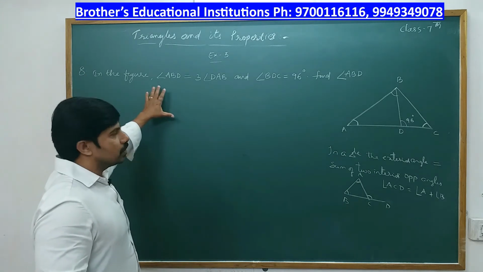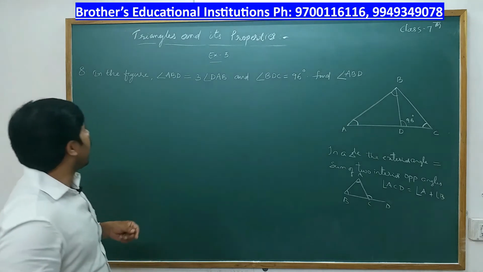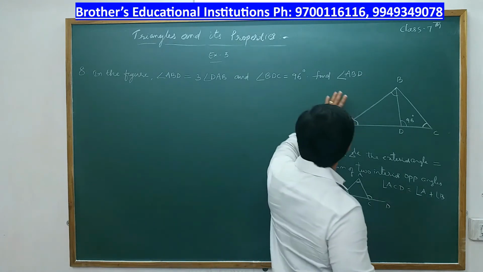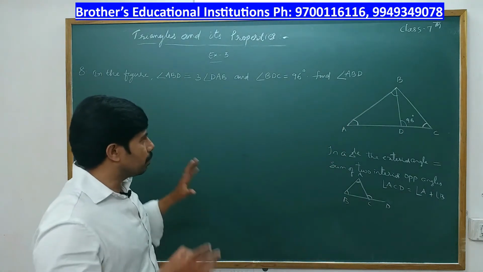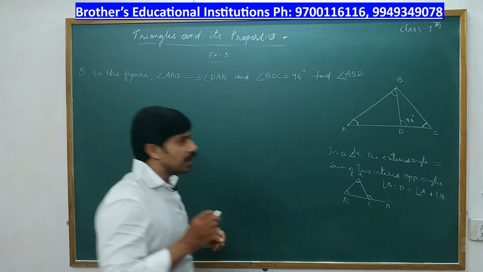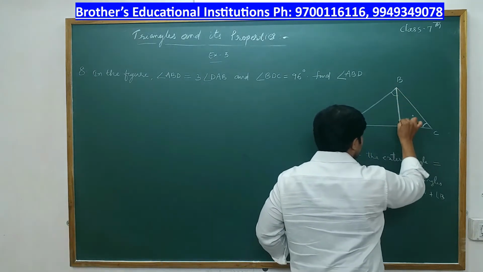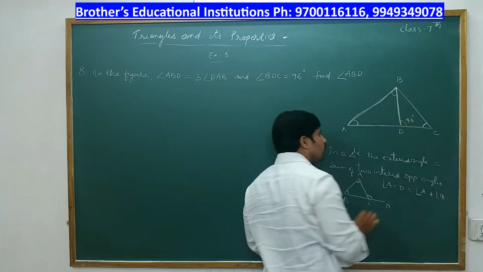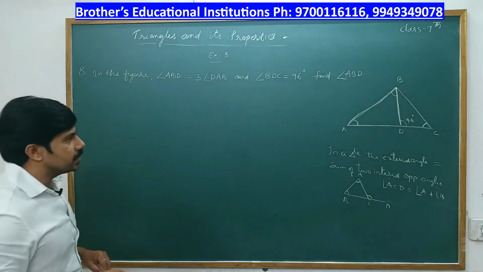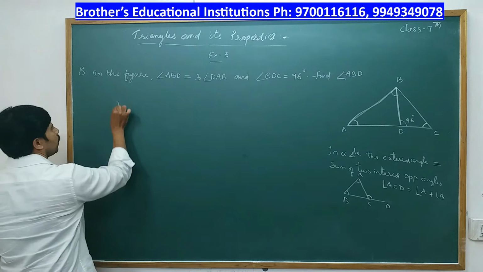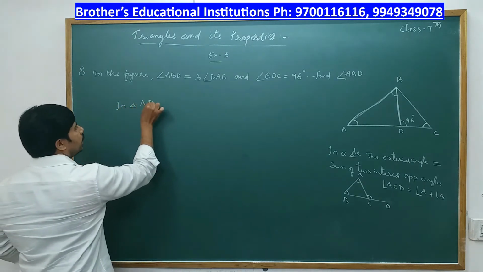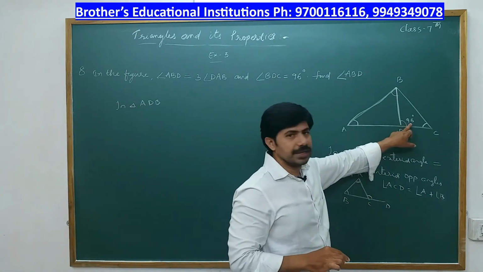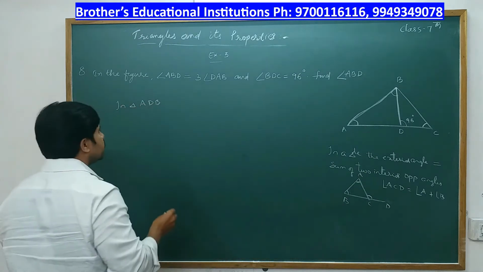Now we'll go to this problem. In this problem, angle ABD is equal to 3 times angle DAB. Here the complete triangle is ABC, but we are asked for angle ABD, and this ABD is in triangle ADB only. That means we need to consider triangle ADB. With triangle ADB we can find it out. In triangle ADB, the exterior angle is 96 degrees. How do we represent that exterior angle?